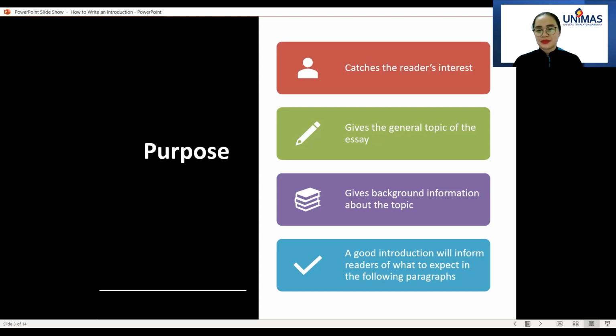from your essay. Next, an introduction is important to give the background information for your readers so that they will understand the topic even better. At least they have a background before they read your essay. And again, like what I mentioned earlier, it will inform the readers on what to expect in the following paragraphs. So all of this is important so that your reader will be motivated to read your essay.